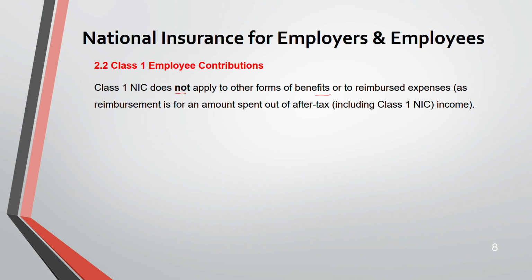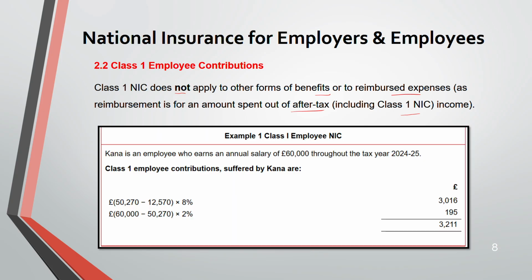This class 1 does not apply to benefits. Why? Because for benefits we have another NIC, that is class 1A. Or if the employer is reimbursing expenses, even on that class 1 NIC will not apply. Because the reimbursement of expenses is taken after tax, from the amount that is spent out of after tax income, and that after tax includes class 1 NIC as well.